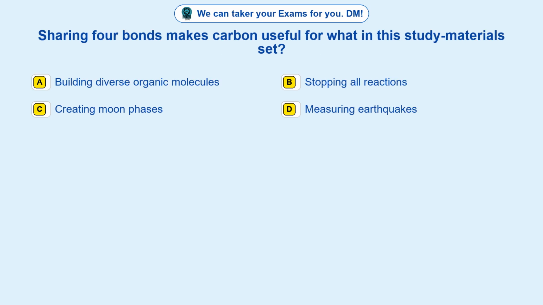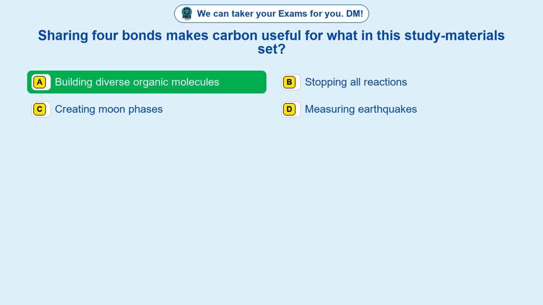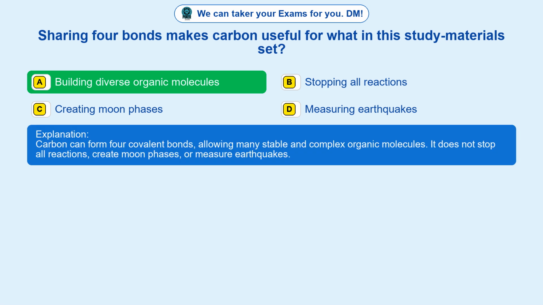Question 52. Sharing 4 bonds makes carbon useful for what in this study material set? Option A building diverse organic molecules. Option B stopping all reactions. Option C creating moon phases. Option D measuring earthquakes. The correct answer is option A. Building diverse organic molecules. Carbon can form 4 covalent bonds, allowing many stable and complex organic molecules. It does not stop all reactions, create moon phases, or measure earthquakes.